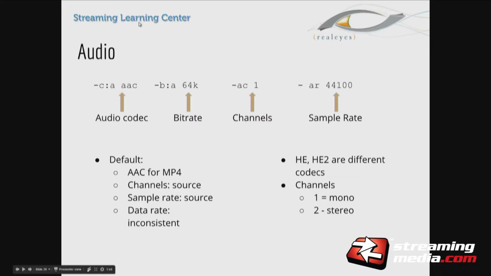How do you set audio? These are pretty straightforward commands here. -c for codec, :a for audio. AAC is the audio codec you want to call. What bit rate? 64. How many channels? 1 or 2. And then what's the sample rate? -ar. If you want to use AAC HE or HE2, you've got to call a different codec. There's no way to use the AAC codec and turn those to HE or HE2.